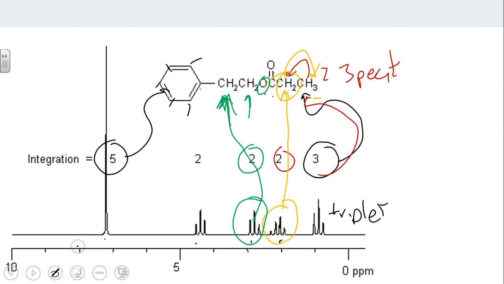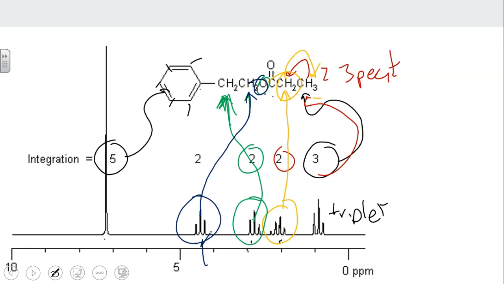And then the last one here, this guy, this is again a triplet. So that means it's next door to a carbon with 2 hydrogens on it. So that's going to represent this carbon next to the oxygen, which is pulling it downfield, into the 4s. Oxygen pulls hydrogens down into the 4s because of its electronegativity.